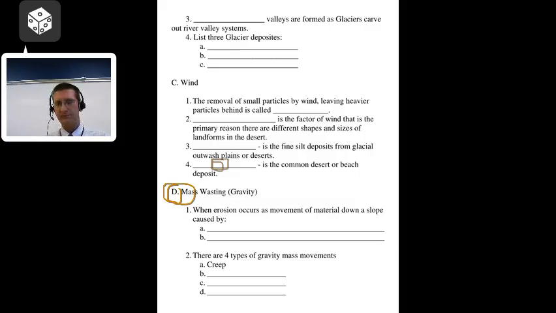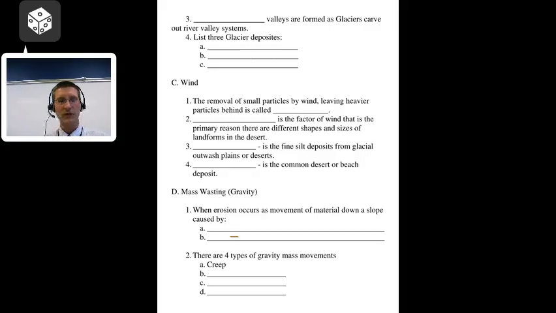Letter D. The final type of erosion is gravity, or what the book calls mass wasting. So when erosion occurs is the movement of material down a slope caused by a couple things. Letter A, human activity. You know, we like to dig out hillsides for roads. We like to dig them out for housing plans or houses. Well, by exposing that rock, we make it a lot more susceptible to erosion and, you know, to break apart and to move by rain, sleet, snow, glaciers, running water, whatever. So human activity is one answer.